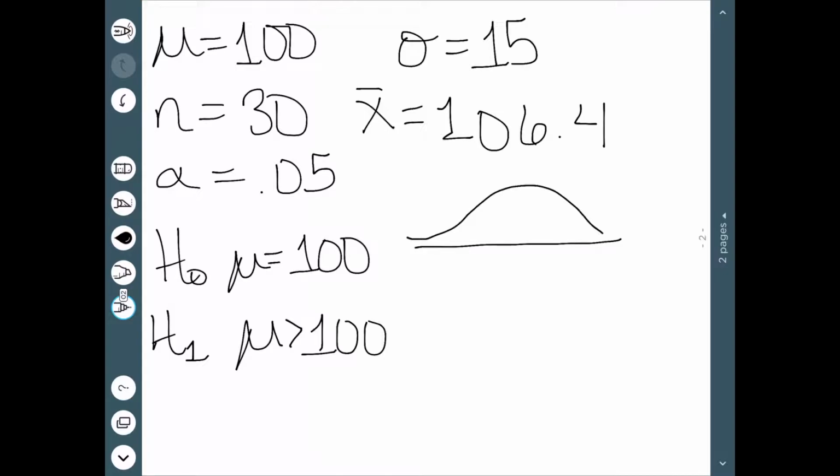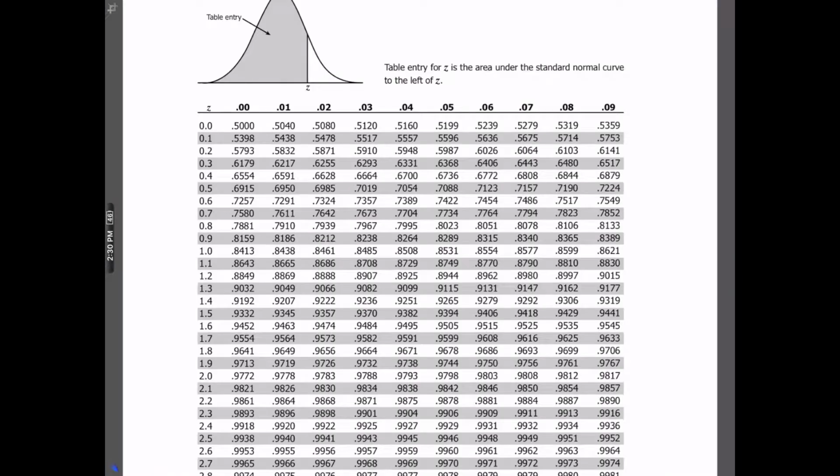Since we have a greater than, we know this is a right-tailed test. So we know this area to the right is 0.05, which means the area to the left is 0.95. Looking at our normal table, we just need to find the value of 0.95, or as close as we can, in the center. And we'll notice we're actually halfway between 1.64 and 1.65, so we're going to use 1.645.